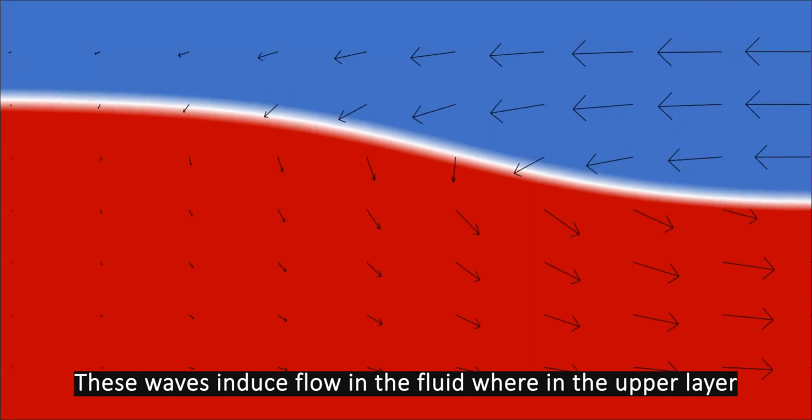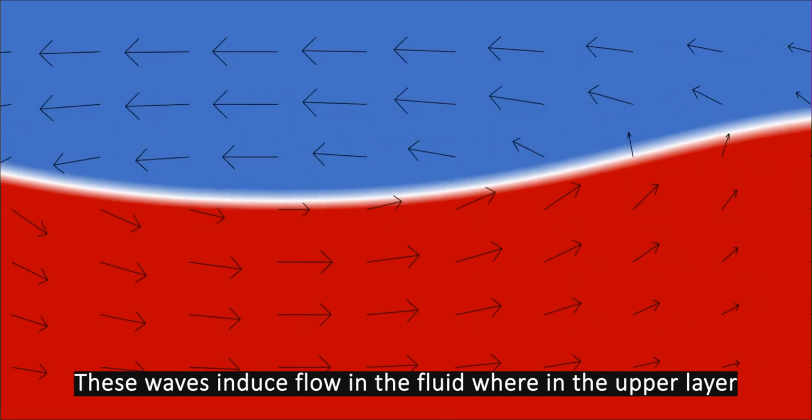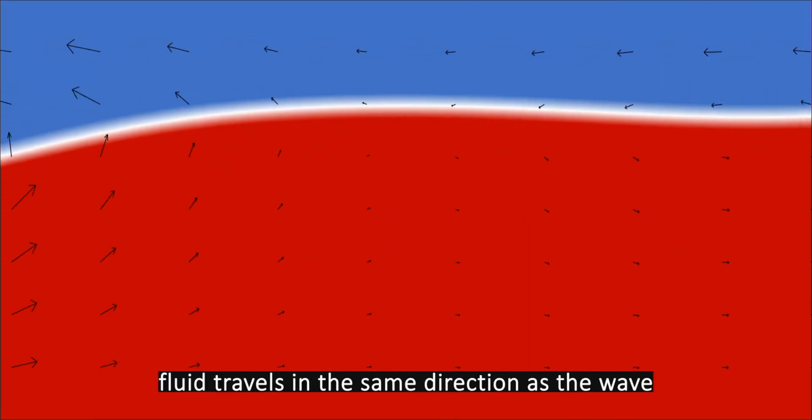Although the Arctic Ocean is quite quiescent, like the rest of the world's oceans we can find internal waves here too. These waves induce flow in the fluid, where in the upper layer, fluid travels in the same direction as the wave, and in the lower layer, fluid travels in the opposite direction.